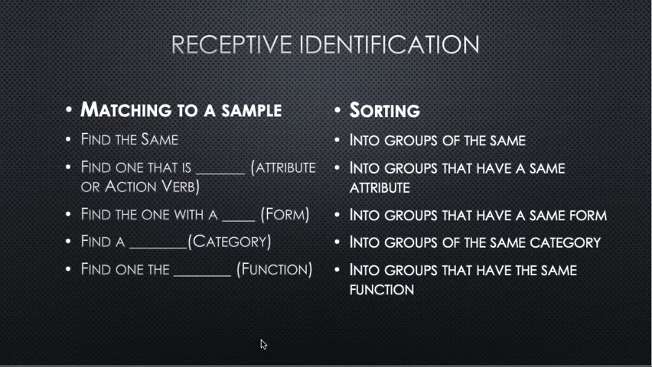So matching to sample is this teaching side of things. Sorting is more of working on that work tolerance, the ability to work independently, making sure we're maintaining those skills over time. But again, both of them are targeting this ability to identify things receptively without ever having the student have to verbalize themselves, express themselves.